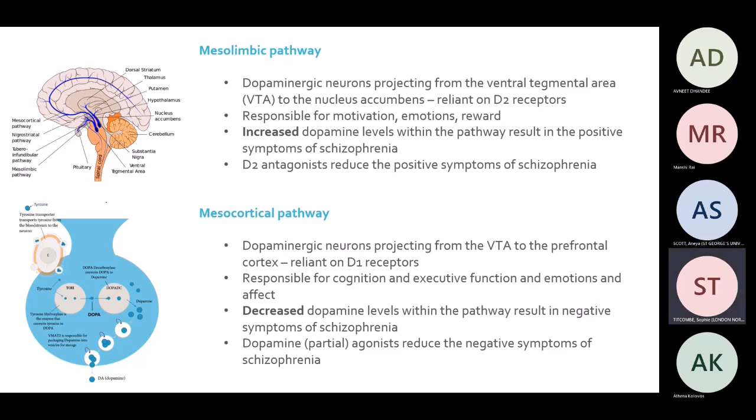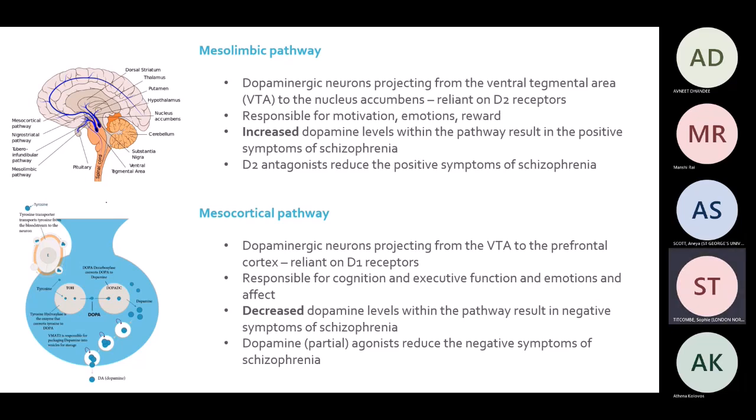So the mesocortical pathway is the pathway where we've got our dopaminergic neurons projecting again from the ventral tegmental area, but this time they're going to the prefrontal cortex. This pathway is reliant upon our dopamine 1 receptors, and it's responsible for cognition, executive function, emotions, and affect. Here in schizophrenia, we actually have decreased levels of dopamine within this pathway, and that's where we get our negative symptoms from. By using partial agonists, which is a property that some antipsychotics have, we help reduce the negative symptoms of schizophrenia, as within the mesocortical pathway, we're increasing the amount of dopamine.